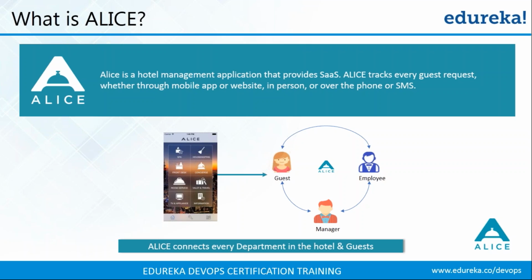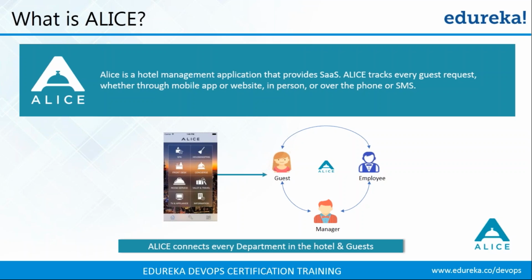So suppose you are a guest and you enter a hotel and they're using Alice as their management application. You can order anything. Let's say you want to order any kind of service in the hotel like housekeeping, laundry, spa, food, anything that you need, you can just go to the app or the website, or just through SMS you can directly contact every staff in the hotel. You can book any kind of service without contacting the desk every time you need something.